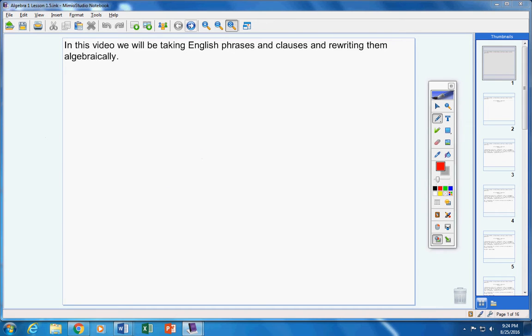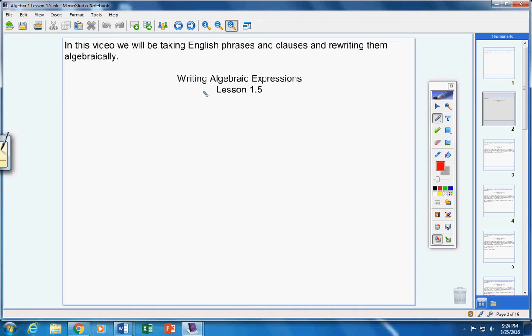Okay, so your heading today, please copy this in your notes, is writing algebraic expressions. Writing algebraic expressions, lesson 1.5, and be sure and include today's date.